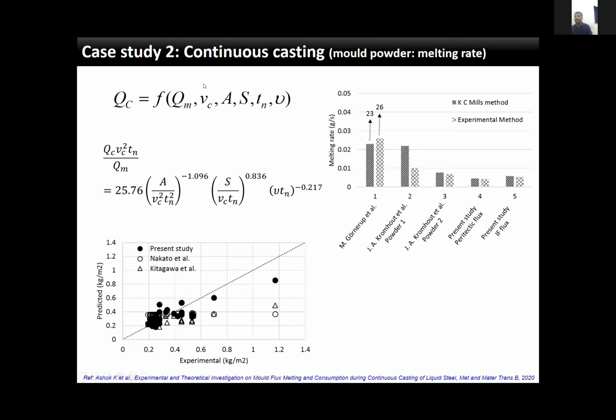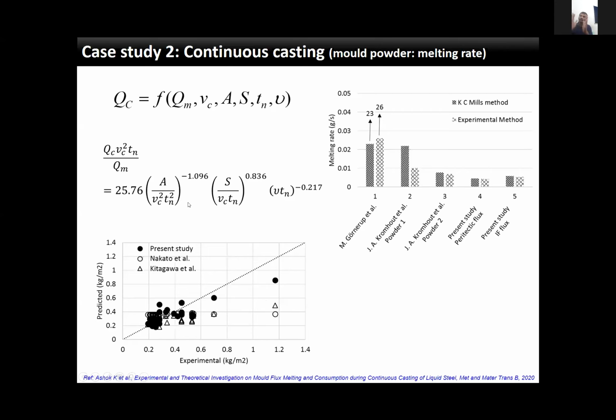Most of the key parameters of casting are considered, and the mold powder consumption rate is predicted. It is reported for most of the industry practice. Experimental values are taken and then calculated using our equation, and you could see our equation is predicting well enough throughout the range, but not the equations proposed by other researchers.